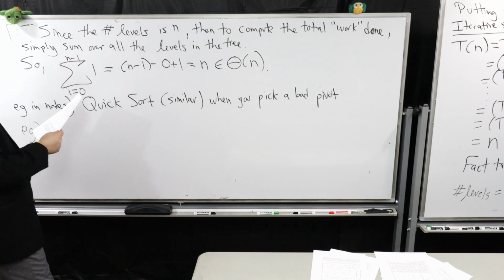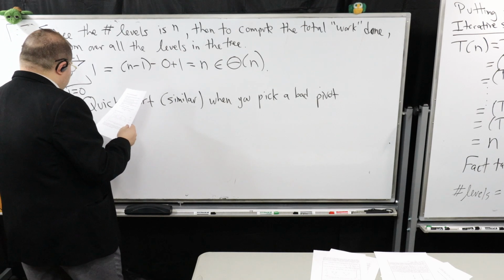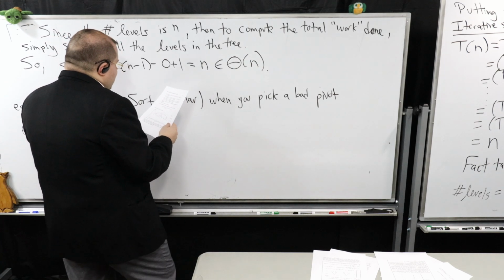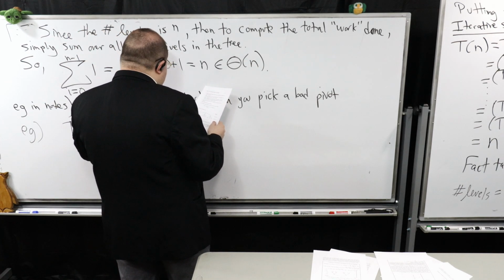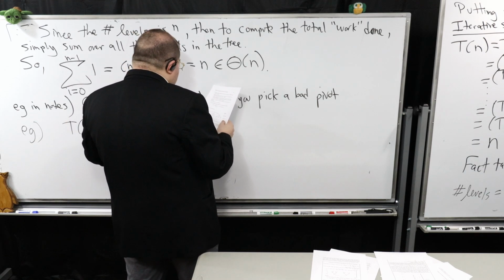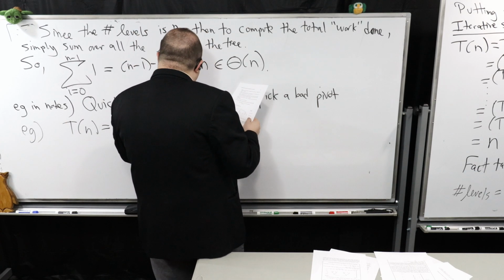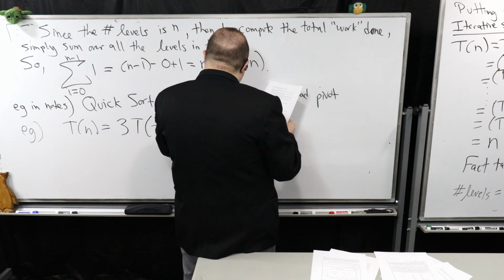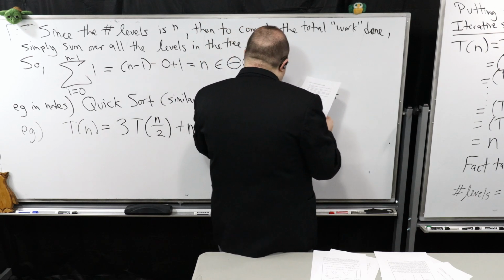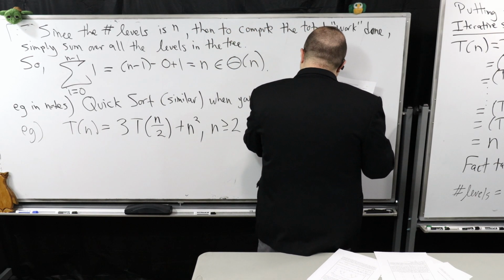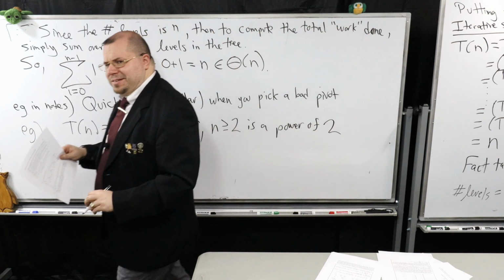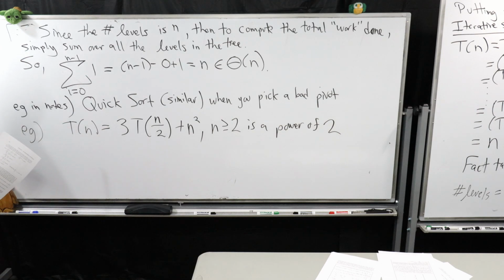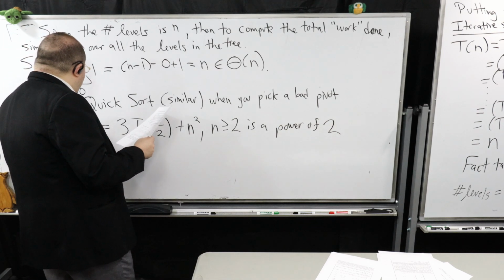So here's a little bit more of a complicated one. Consider where T(n) = 3T(n/2) + n², where n ≥ 2 is a power of 2. So this is one way this power business appears when we start thinking about recurrence relations. And we're going to say that T(1) = 1.